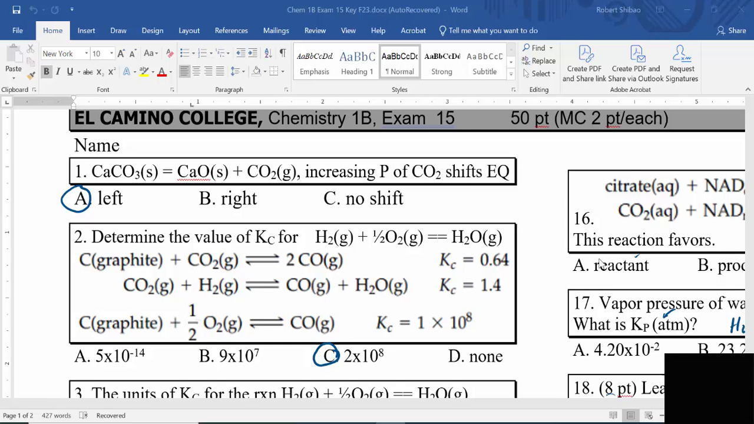For that equilibrium, increasing pressure of CO2 shifts the equilibrium to the left. This is Le Chatelier's principle. So if we increase the product, then there's going to be a shift to compensate for that. And so it's going to shift left to reestablish a new equilibrium.